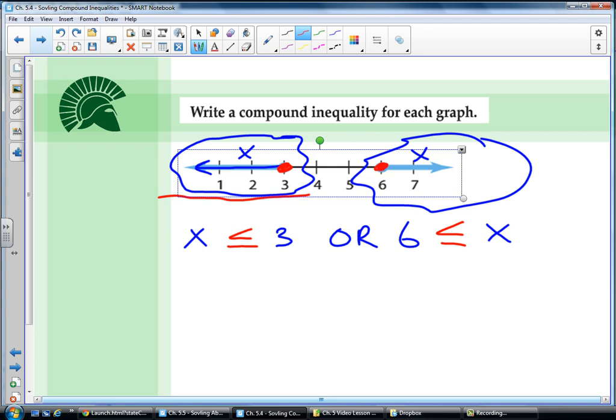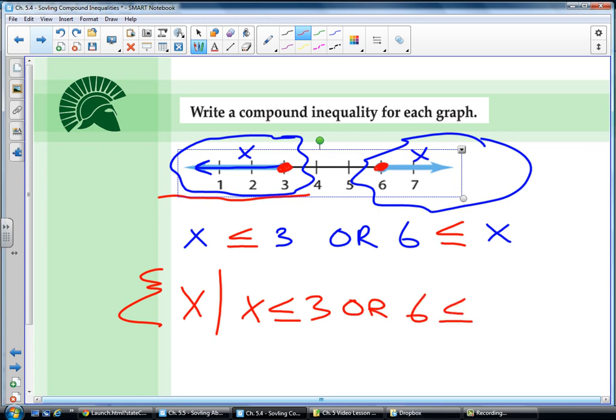When we actually look at this, we finish writing our answer. If I do it in set notation, x such that x is less than or equal to 3, because you can't be both, I apologize, or greater than or equal to 6. Another way of saying that is 6 is less than or equal to x.